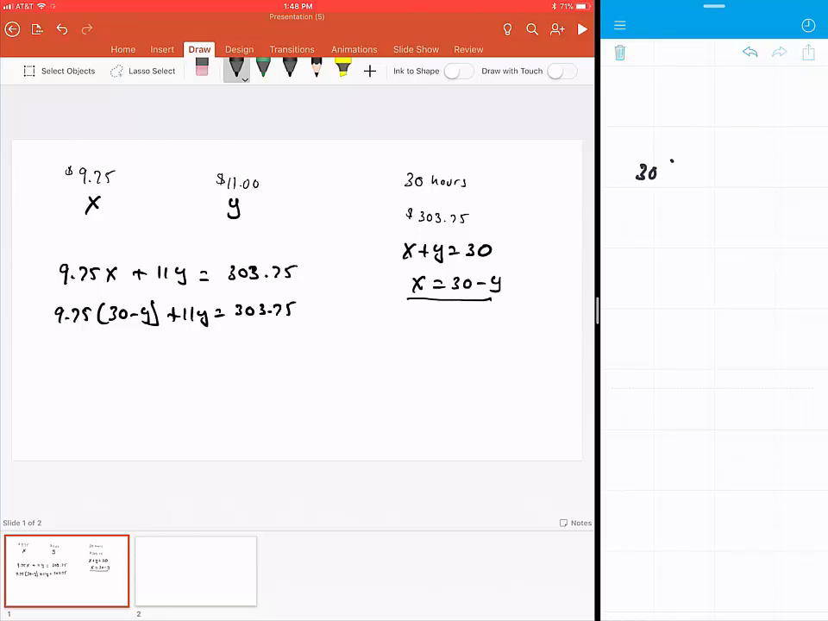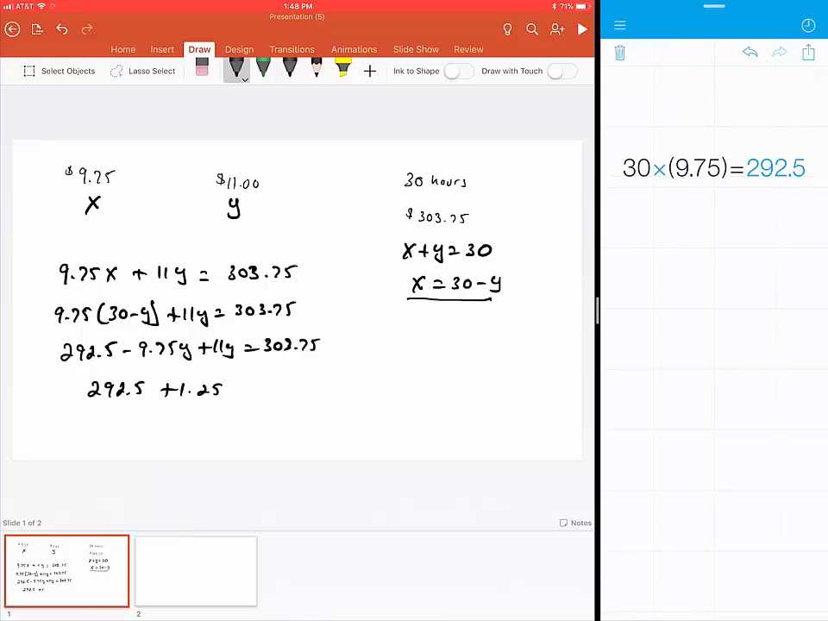And then if we do 30 times 9.75, we should get 292.5 minus 9.75y plus 11y is equal to $303.75. We're going to go ahead and combine like terms. So we get 292.5 plus 1.25y is equal to 303.75.